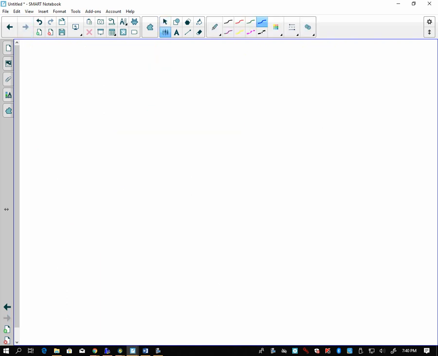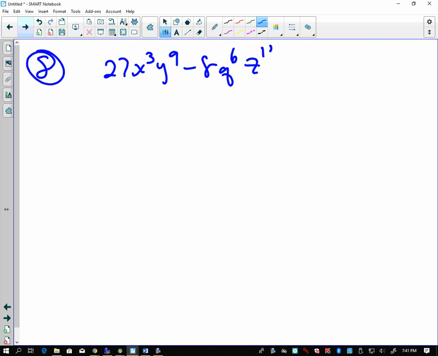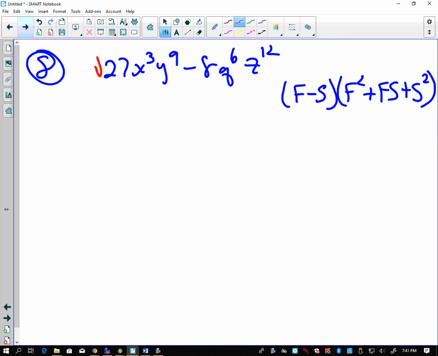Number 8. Factor 27 x cubed y to the ninth minus 8 q to the sixth z to the 12th. It's a difference of two cubes. So my formula here is f minus s times f squared plus fs plus s squared. There will be no negatives in the right-hand side of this. So the first thing I have to do is cube root these two things.